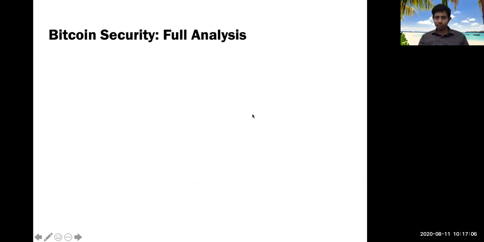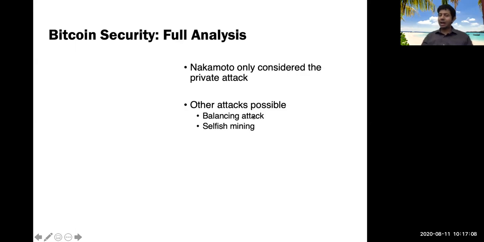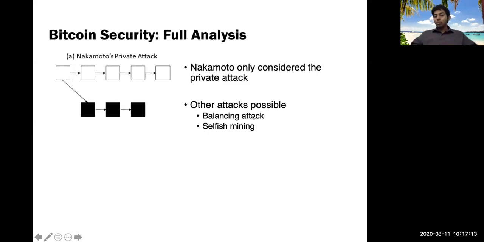Okay, so what do I mean by a full analysis? Satoshi Nakamoto, in the original Bitcoin paper, considered only the private attack. What is a private attack? The adversary grows a chain in private. These black blocks are grown by the adversary, who tries to outrun the public chain. This is what Nakamoto considered, and he showed that there is a 50% security threshold.